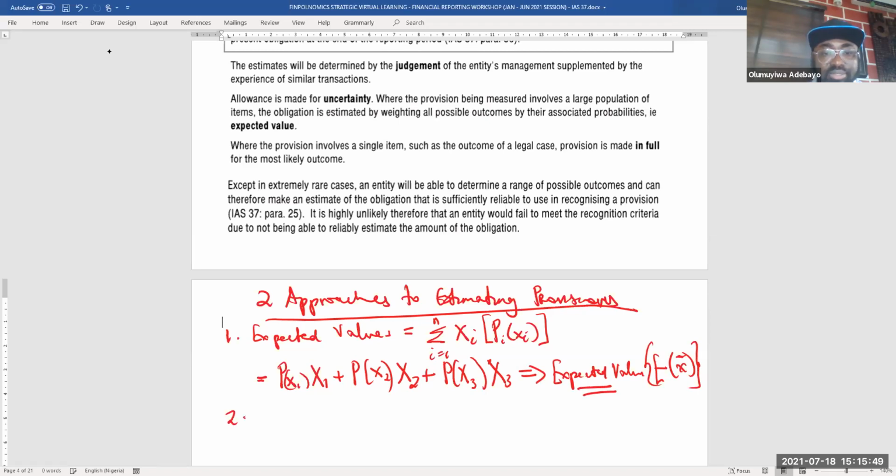And the second one is full recognition of the most likely outcome.